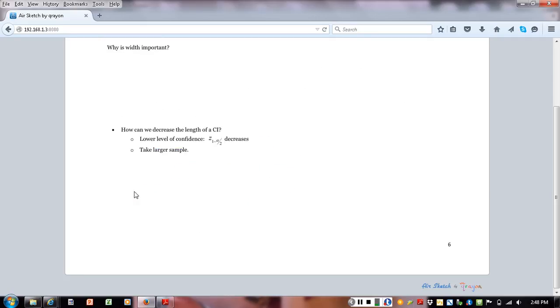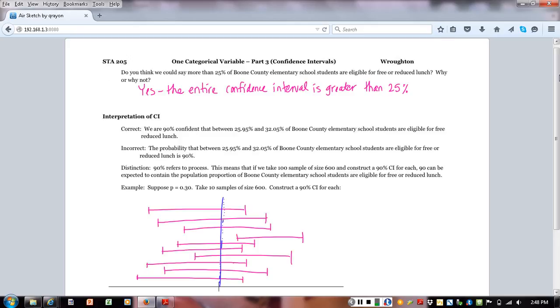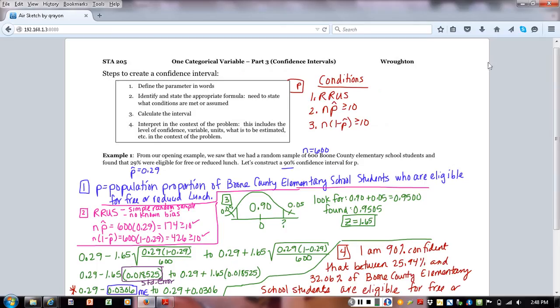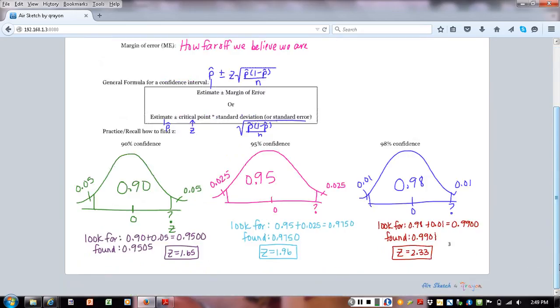A couple other notes about the idea of a confidence interval: if you're more confident, how does that affect things? So for our example, we were 90% confident. If instead we would have been 95% confident, how would it have changed what we did in this problem? The only thing it would change here is in step 3. So we'd have the 95% in the middle, so our z-score would change. If we're 95% confident, our z would turn out to be 1.96.